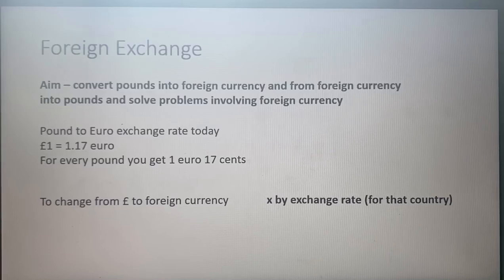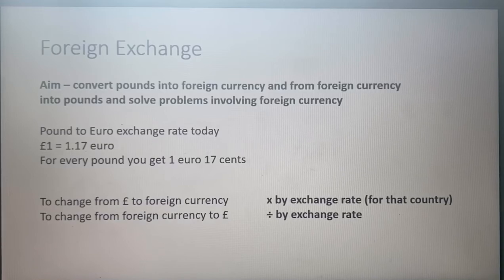But we could have dollars, we could have yen, we could have any currency in the world, but we use that foreign exchange rate to convert from pounds to that currency. To convert back again, we would just divide by the exchange rate for that country.